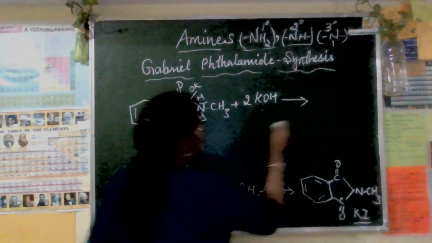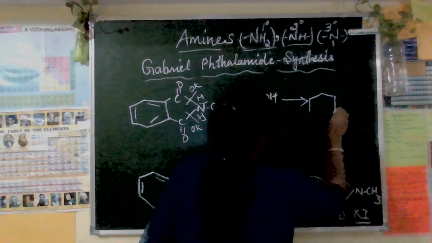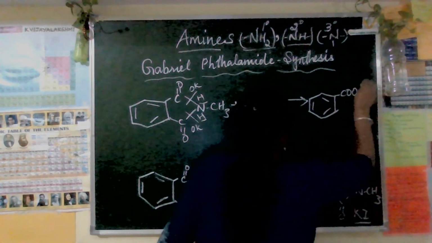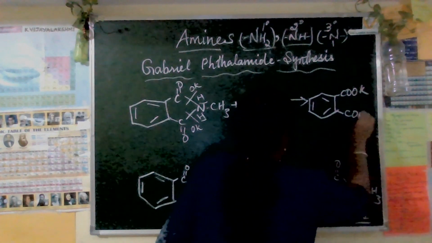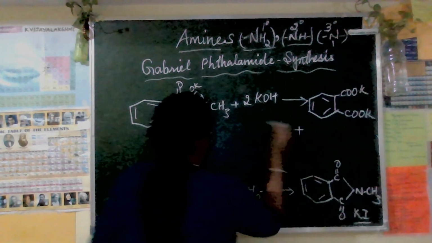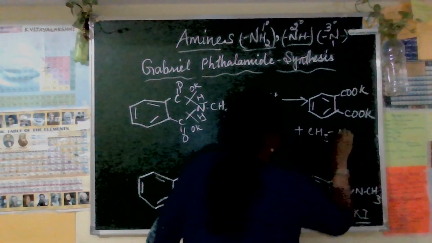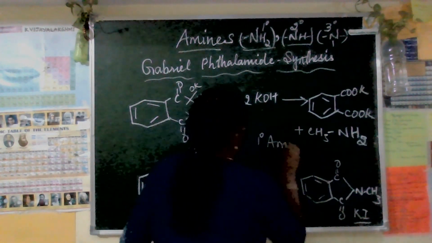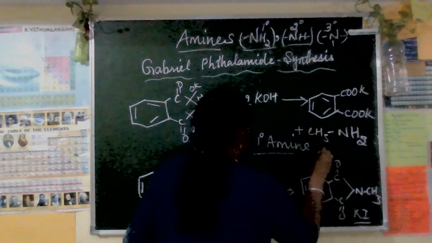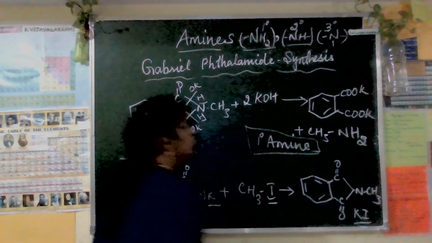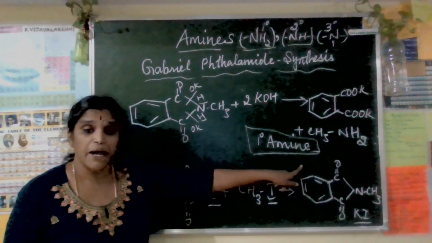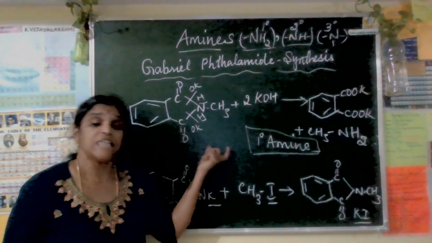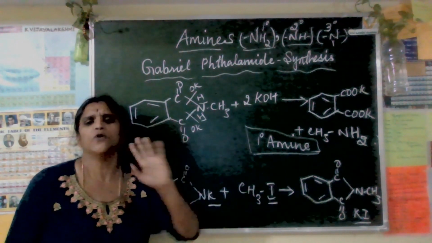Let us go for the product. Here, potassium phthalate, COOK, here also COOK. And here, CH3NH2, and this is primary amine. This reaction is meant to prepare primary amine only. Methyl amine, that is what it is. Aliphatic primary amine only you can prepare.